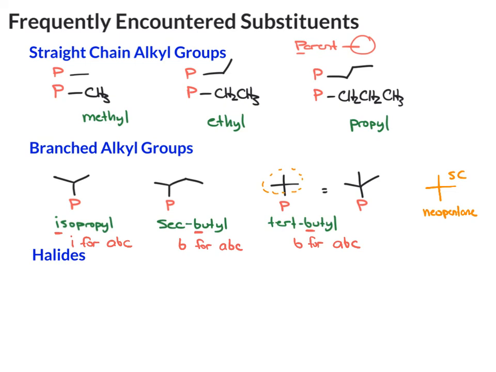All right, the last class of substituents we're going to look at for now are the halides. So if you have on your parent a fluorine, we'll call that a fluoro group. If you have a chlorine attached, that's a chloro.